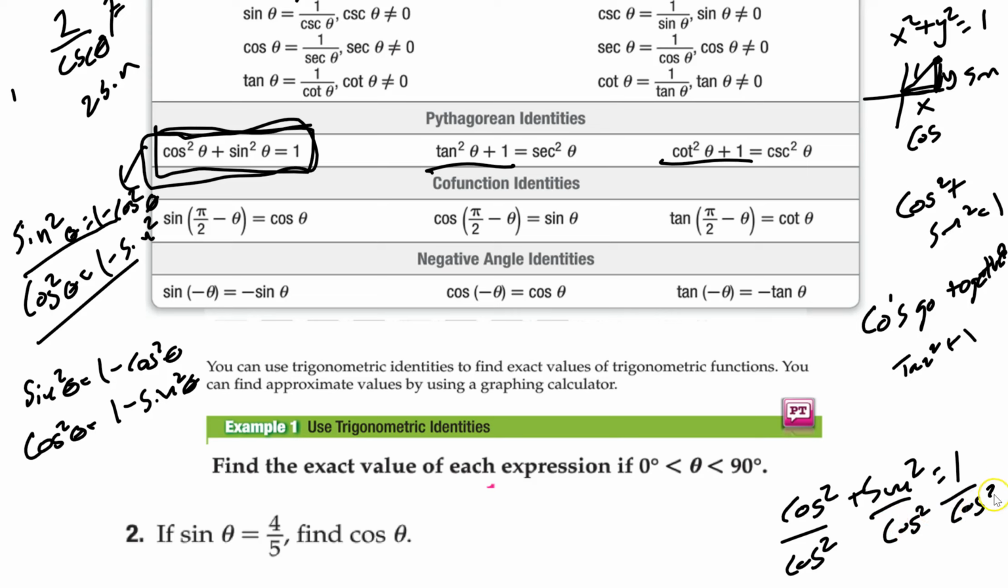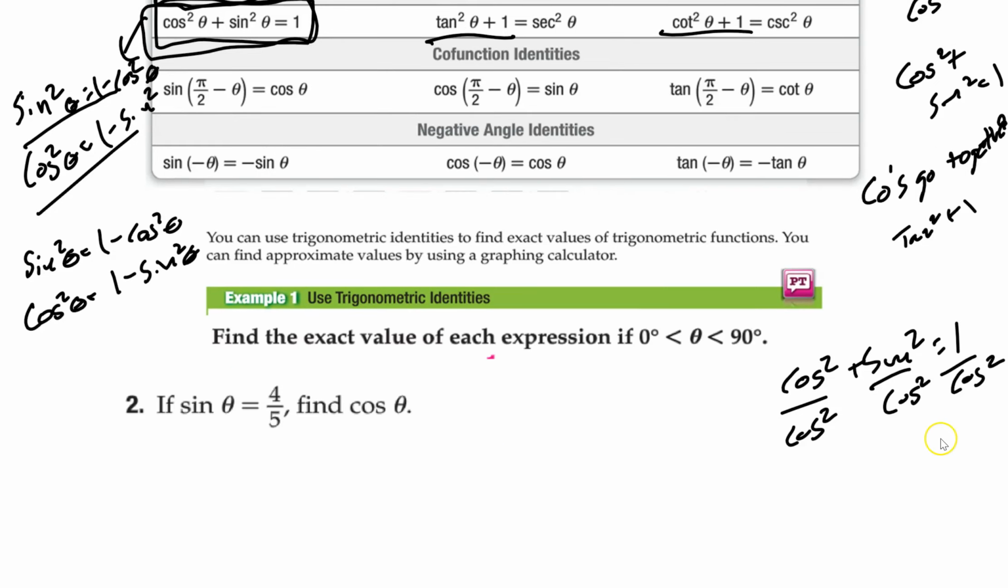Squared, I should say. And what happens is this. This is just 1. Sine over cosine is tangent squared. 1 over cosine is secant squared. So that's where they get these from. If you want to divide everything by sine, you're going to get this one here.